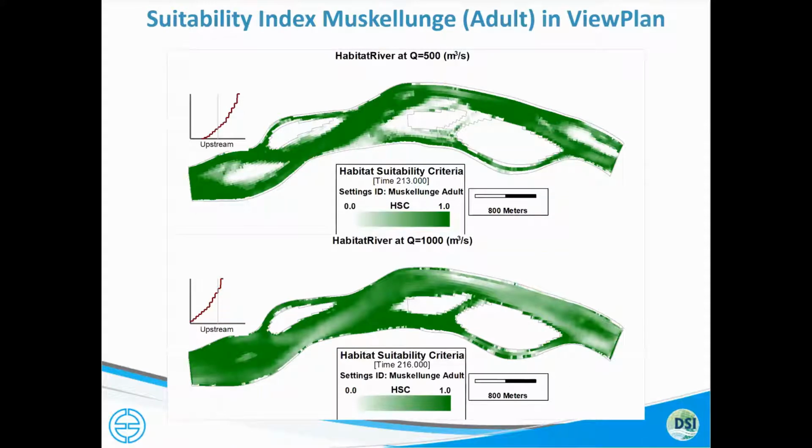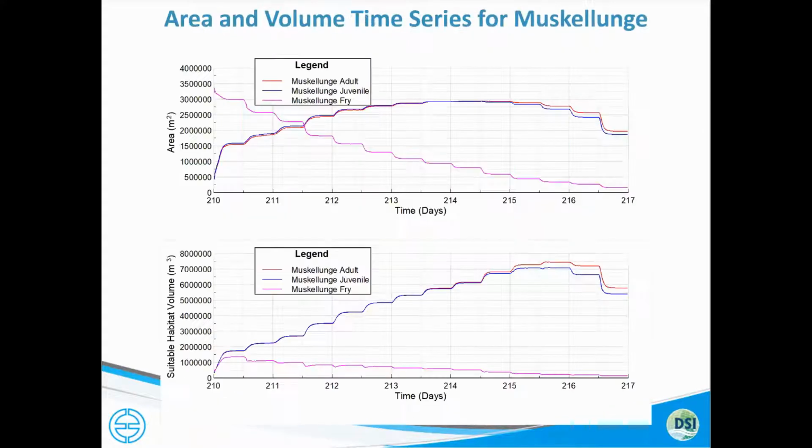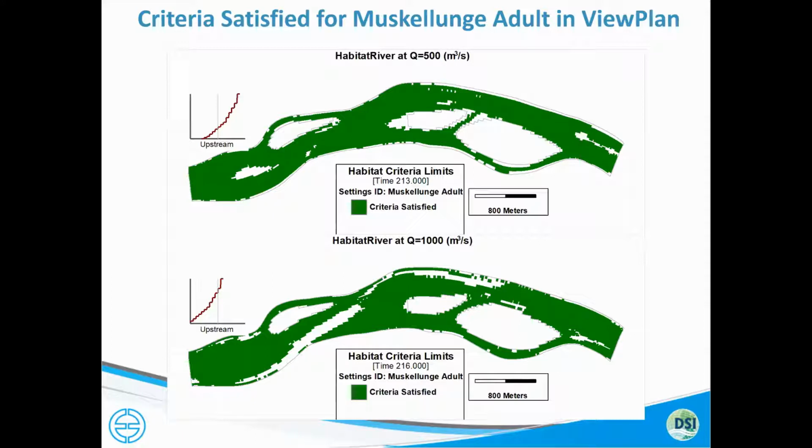So again, 2D plan view for the habitat suitability criteria. And we've got the critical limits for the same species, and I'm not going to go into much more detail, so we can wrap this up and get into the hands-on. So again, visualization methodologies to view and extract time series and flow versus index values, 2D plan views, 2D animations, etc.